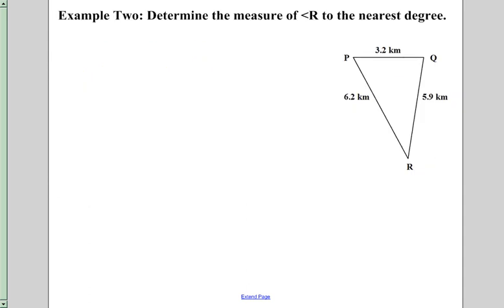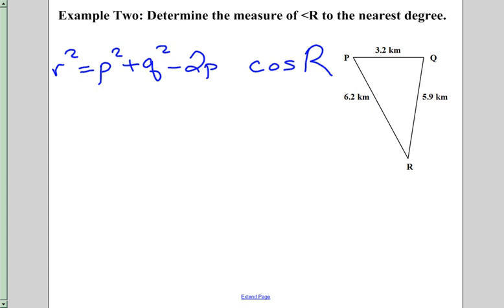Example 2. You can also use cosine law to find an angle when you have all 3 sides. So in this case, it's not labeled A, B, C. Because we're looking to find angle R, we need to have R at the end. We need to have cos R, which means we need to start with little r. So based on that, replacing the A and B with the letters P and Q, we should be able to write our own formula. So r squared equals P squared plus Q squared minus 2PQ times the cosine of R. That way we've used all the letters in the right spot.